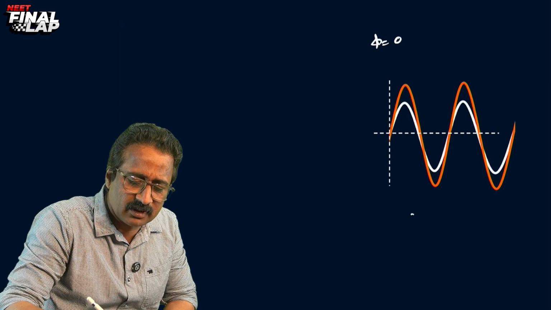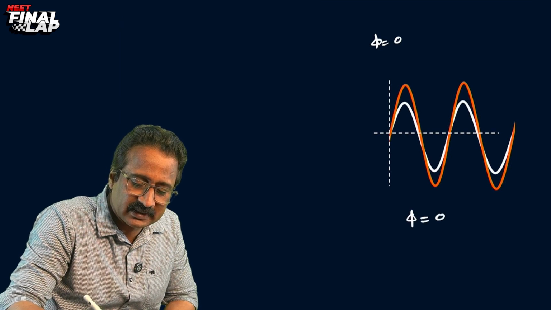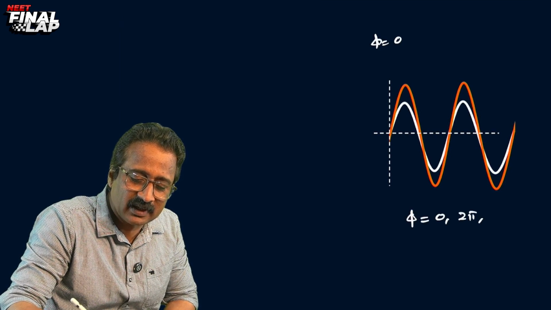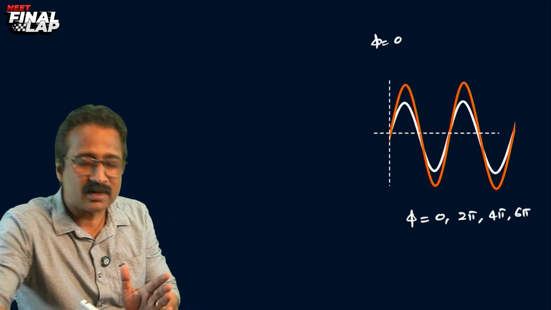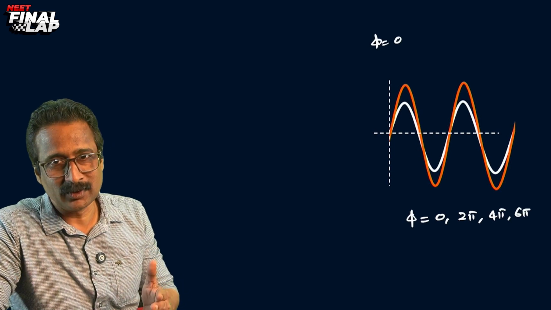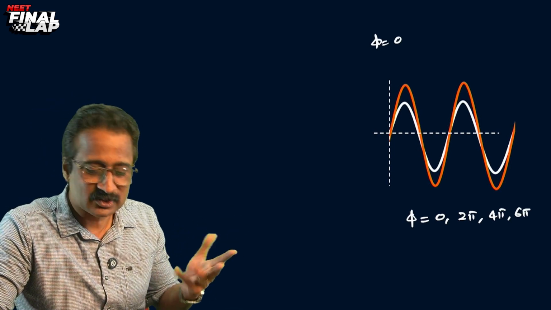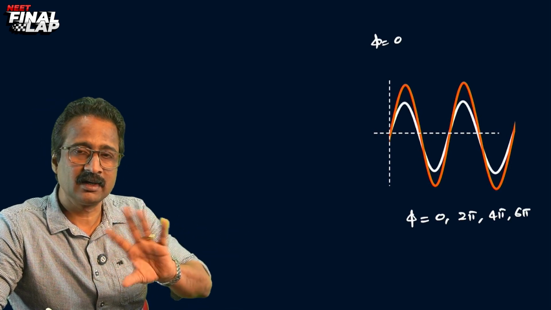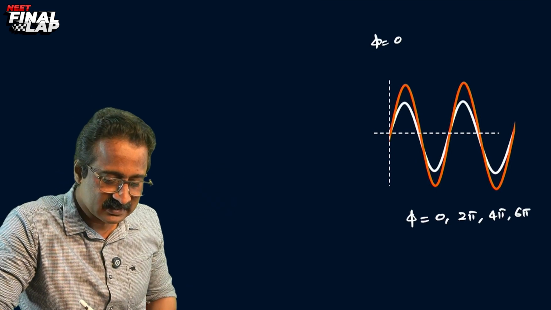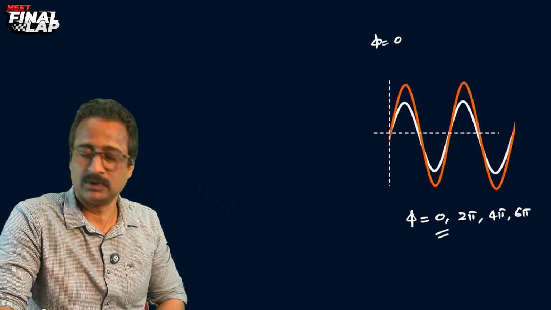But remember, trigonometrically, 0 is also equivalent to 2 pi, which is also equivalent to 4 pi, 6 pi, etc. The figure shows 0, but it can be 2 pi, 4 pi, or 6 pi, anything like this. I can say generally it is equal to 2n pi. And then the simplest value, that is 0.